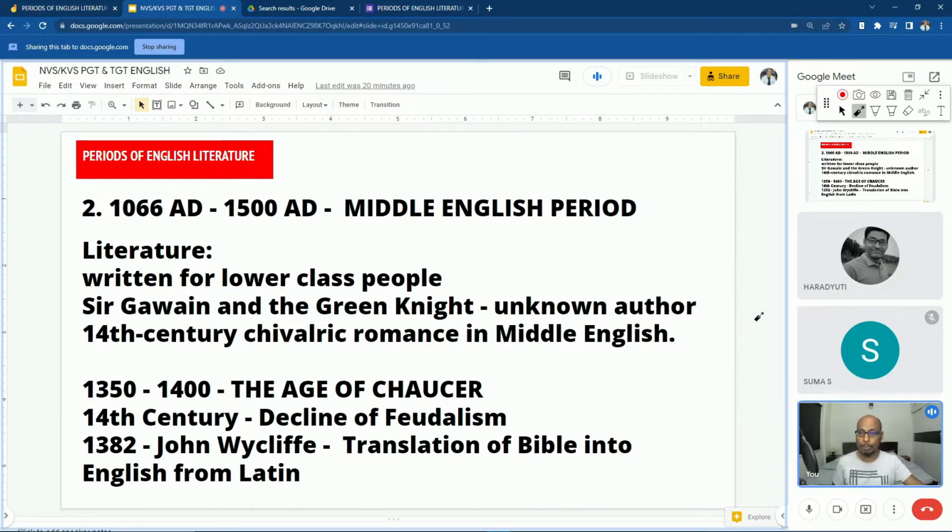Chaucer comes in which period? Old English period or Middle English period? Middle English period. Alright. And what is the age of Chaucer?